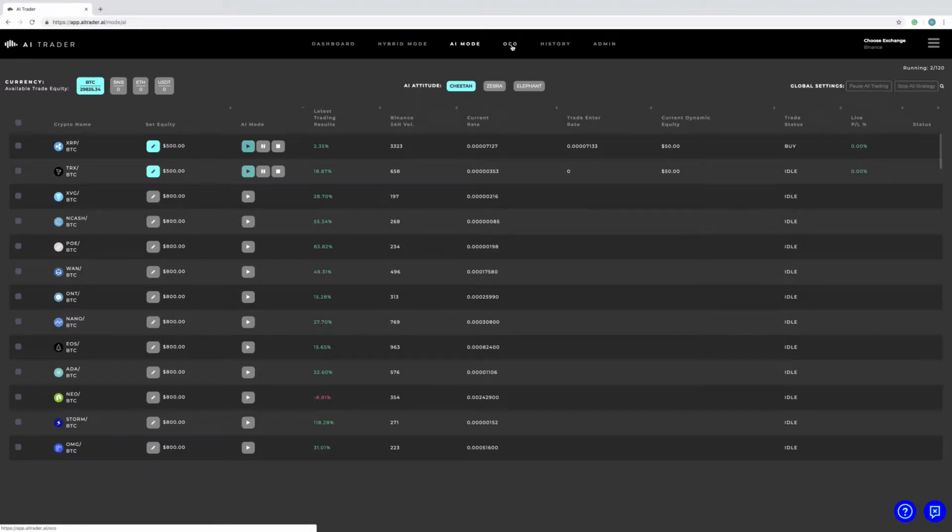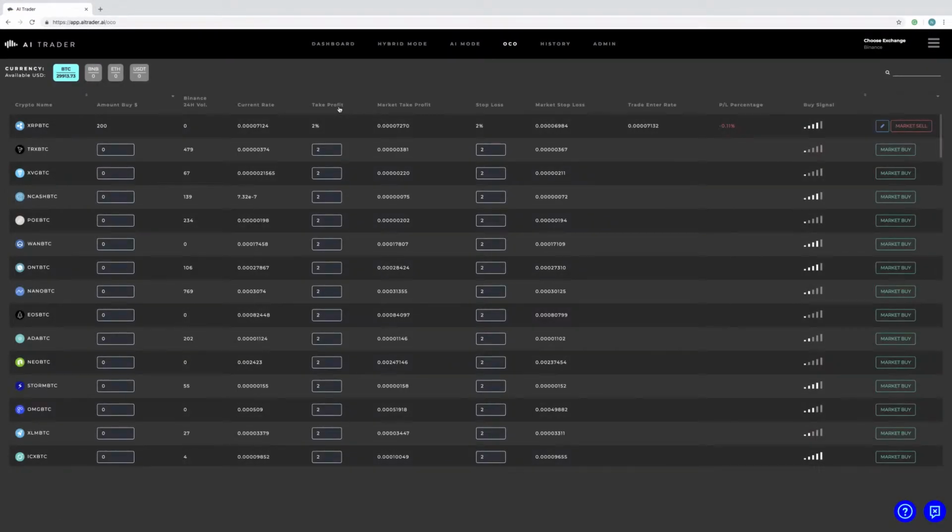Now let's go into OCO. Now this is really special because none of the exchanges in the world offer this feature where you actually have a stop loss and a take profit at the same time. That's why we call it OCO, because one cancels other is what it stands for. So it gives you manual control over the stop loss and take profit, and you can control your equity, and it gives you that sort of freedom.